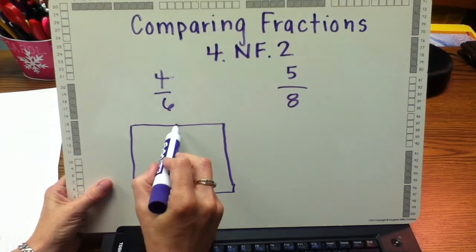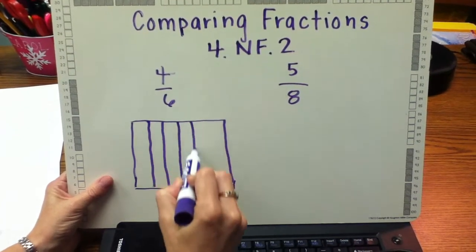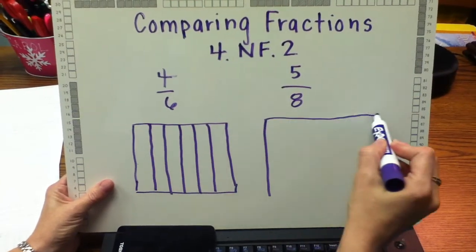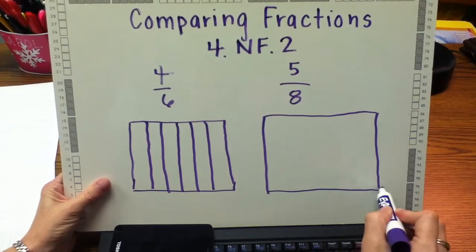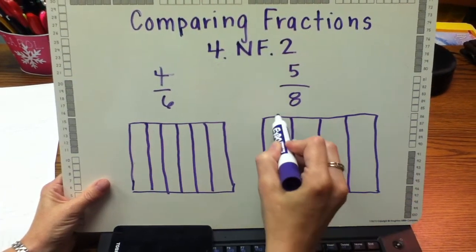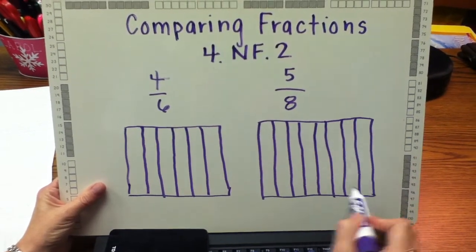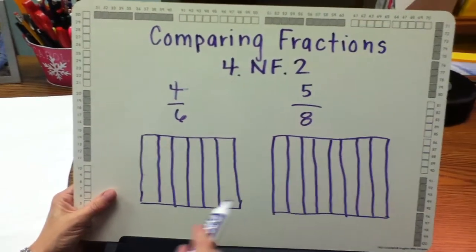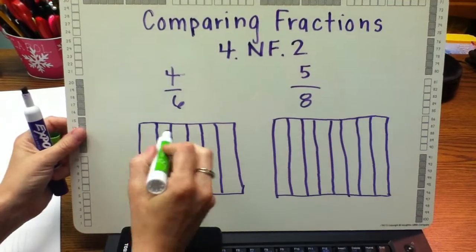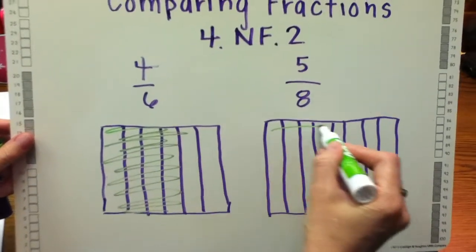So if I represent 4/6 first on this model, and then 5/8 on this model, and remember we can only compare fractions that have the same size whole, so even though these don't look exactly the same, they're the same size whole. And this one is our 4/6, and this one is 5/8.